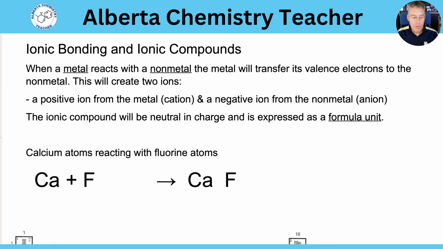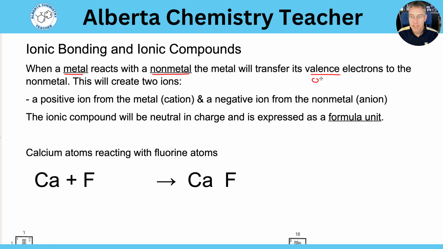In this video, I'm going to go through how to name ionic compounds. Before you can name an ionic compound, you have to correctly identify when you have one. That's going to be when you most typically have a metal and a non-metal. The ionic compound will be made by a transfer of valence electrons from the non-metal to the metal.